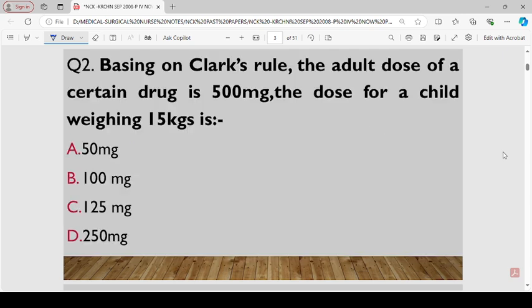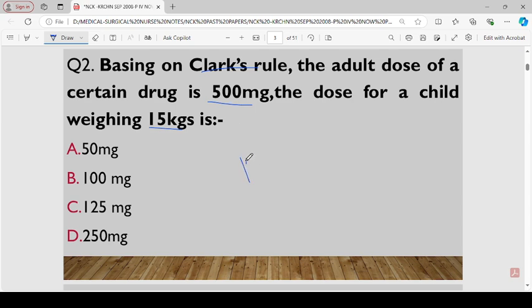Let's go to question number 2. Basing on Clark's rule, the adult dose of a certain drug is 500 milligrams. The dose for a child weighing 15 kilograms will be... Alright, when using Clark's rule, we normally take the weight of the baby and divide it by 70. That is the standard weight of an adult, right? That is in kg, and then you multiply it by the adult dose.